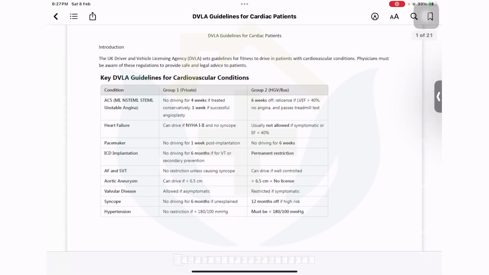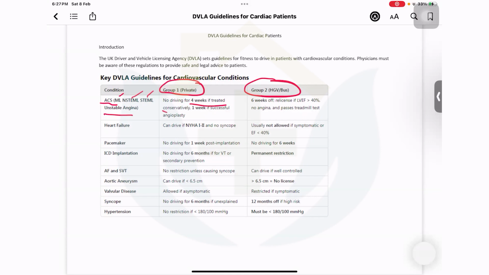Okay. So group 1 is private vehicle, self. Group 2 is public vehicle, bus, truck or something, train even. If the patient had an ACS like MI, non-STEMI, STEMI, unstable angina, no driving if the patient was treated conservatively, meaning you could not do any angioplasty on the patient, no bypass surgery. Then these patients have a high risk of arrhythmia in the next 4 weeks. So you will not do it.